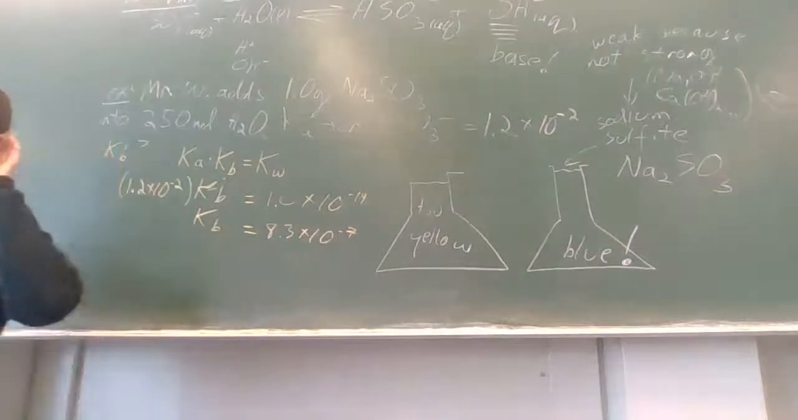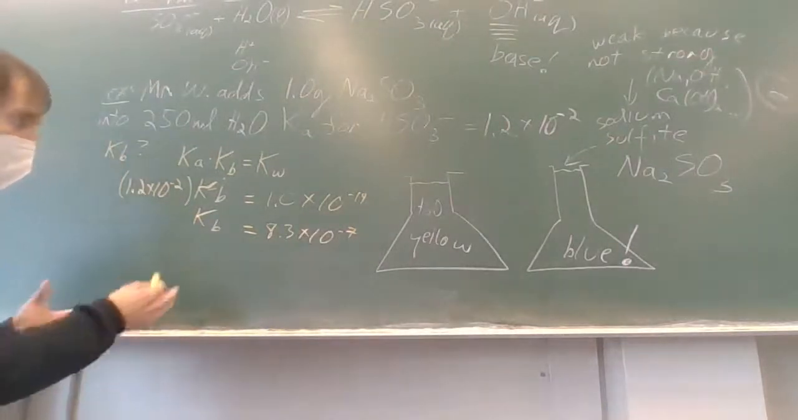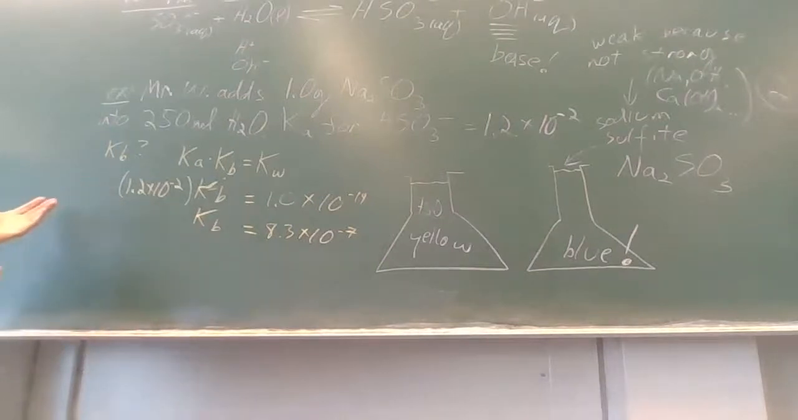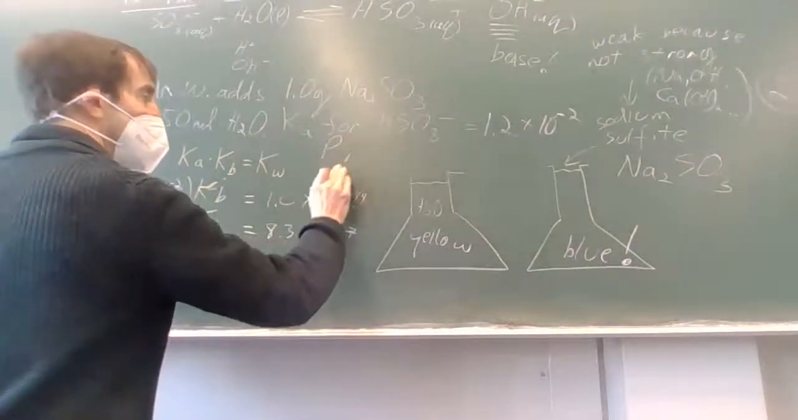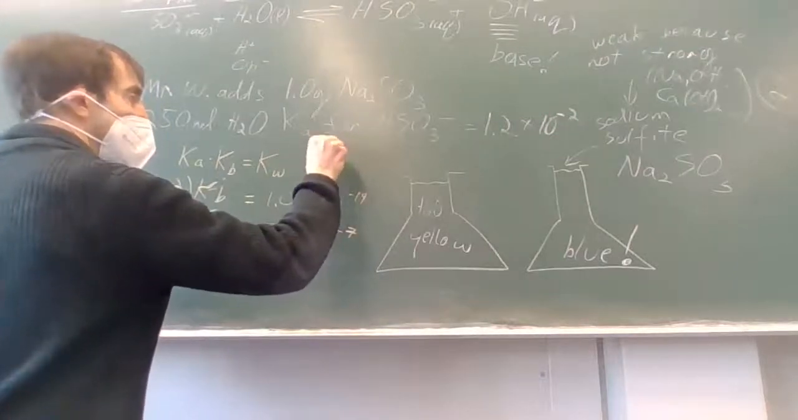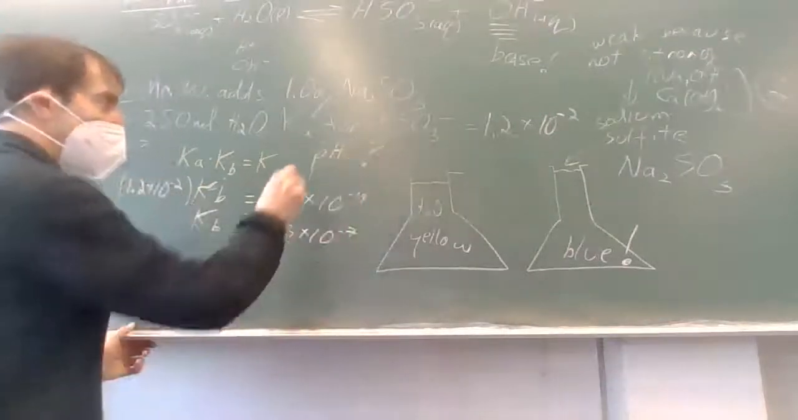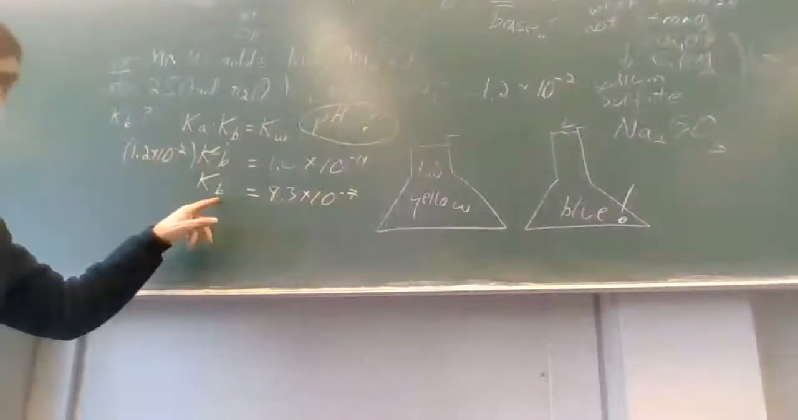Is that right, Anthony? Okay, others got the same? Thank you for checking. Super. So we got the Kb. Now, did I ask you a question about it? Well, that was sort of dumb. What I want is the pH. So put a pH and a question mark. And now we can actually do it as a Kb problem.